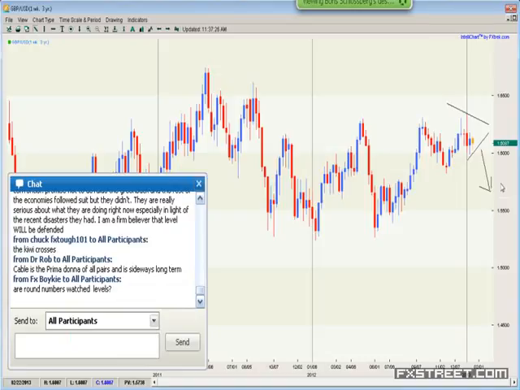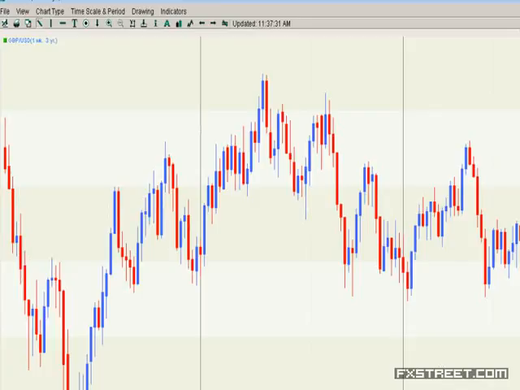Round numbers are always watched at all levels because most participants are not watching the screens every 10 seconds like you and I are. And even central banks, even if they are watching, like to buy and sell these.